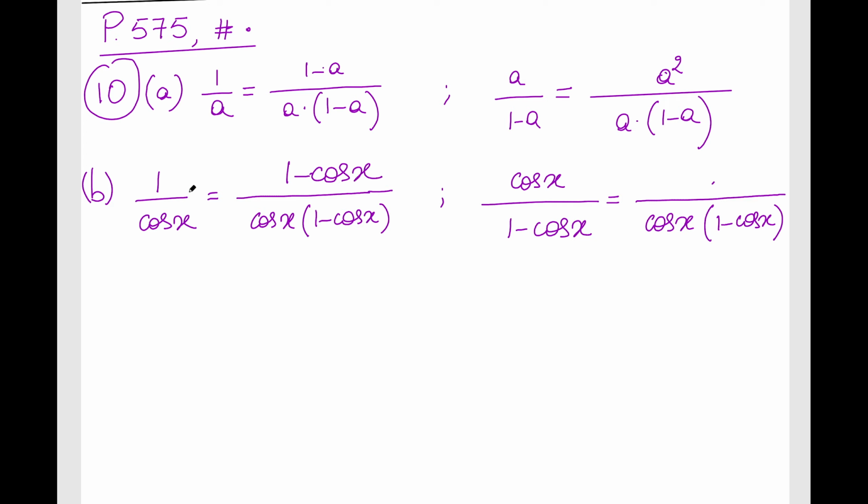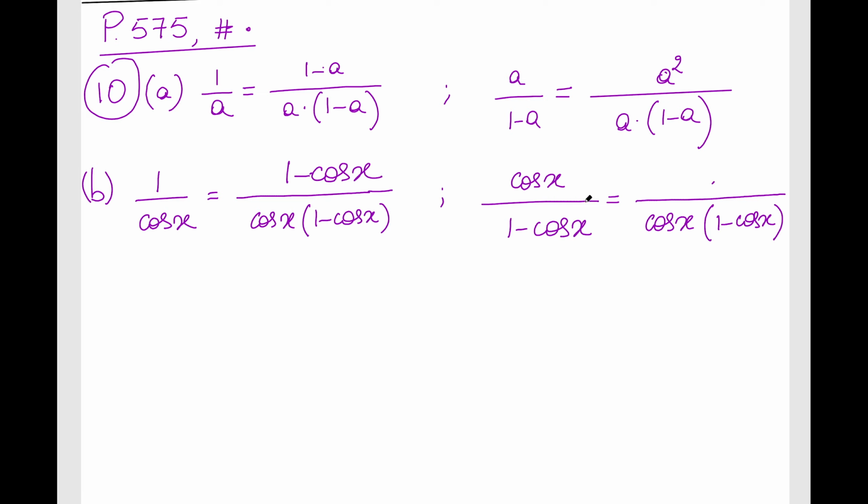And get or answer the question. We rewrote 1 over cosine as a new quotient where the denominator is the least common multiple between cosine and 1 minus cosine, so it's the product, while preserving the value, right? While preserving the value, and realize that we did exactly what we did in the previous part.